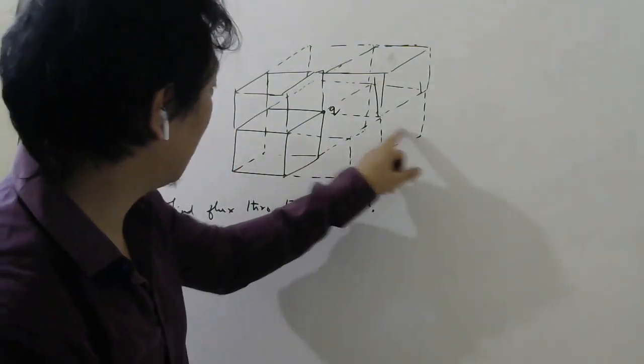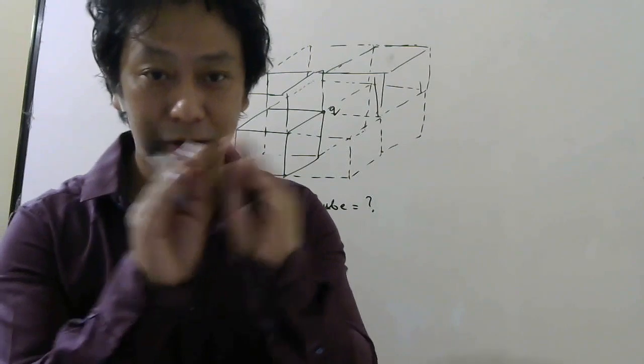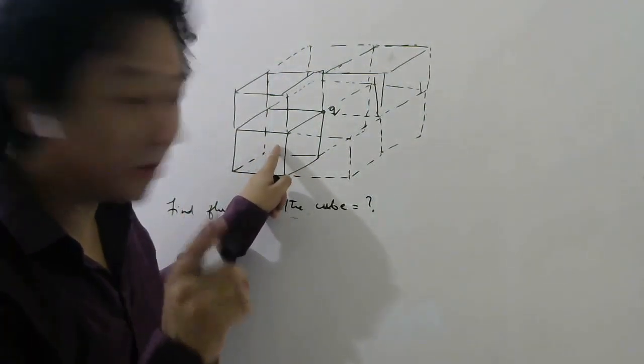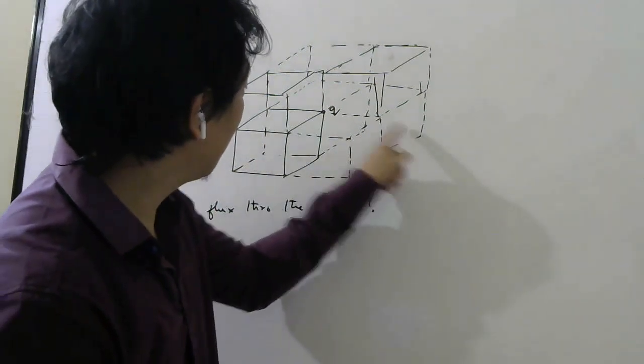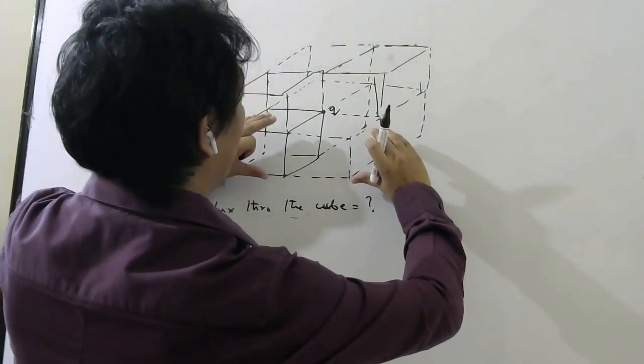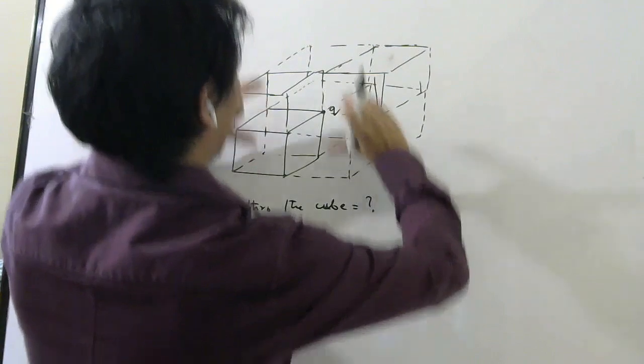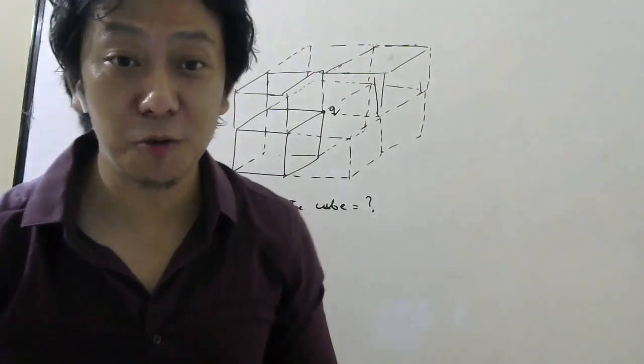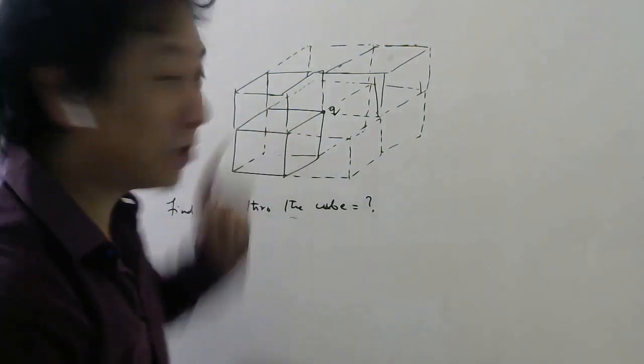1, 2, 3, 4. Okay, so one cube here, then one cube. So this was your original cube, no? So I made one cube, 2, 3, 4. Then same 4 I made on the top. So 4 on the bottom, 4 on the top. So total how many cubes are there? 8 cubes. Now you see carefully.